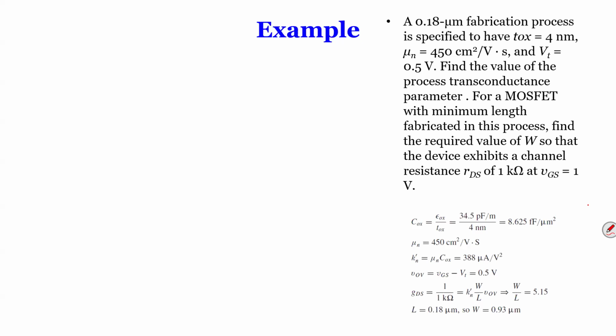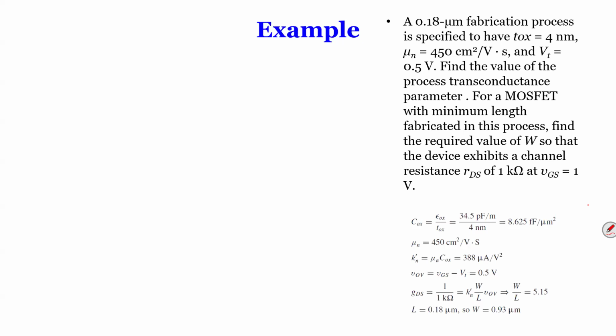And it says 2x is the thickness between the metal gate and the P substrate, right? So the silicon oxide thickness is 2x. And mu n is 450, that's another parameter, and VT threshold is 0.5. They ask you to find the value of W, the width, so that the device exhibits a channel resistance of RDS 1 kilo ohms at VGS 1 volt.